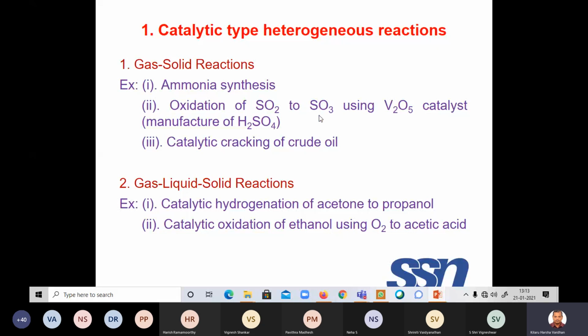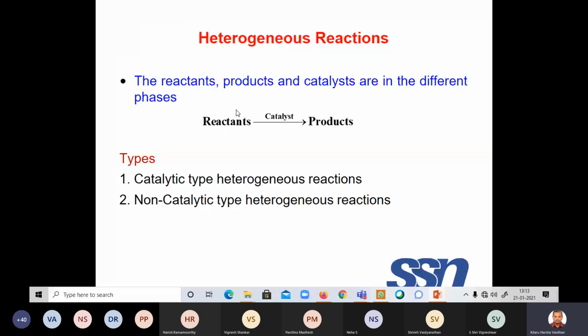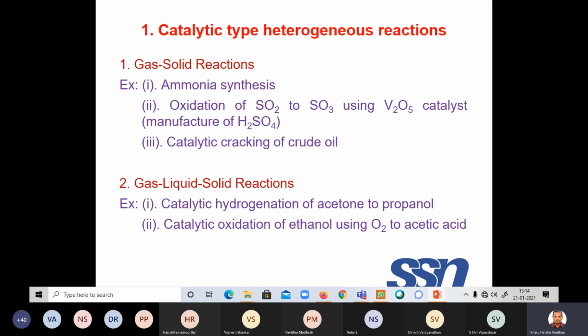Again, there will be different combinations here. Catalytic type heterogeneous reactions can have reactants, products and a catalyst. The reactants can be liquid, solid, gas. Again, products can be liquid, solid, gas. So how many combinations will come? A liquid reactant on a solid surface can give you gaseous products, or a gaseous reactant on a solid surface can give you a liquid. So different combinations will come. You know permutations and combinations, right? So too many combinations will come. So we'll see them one by one.